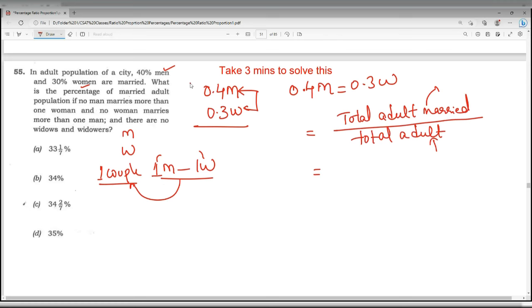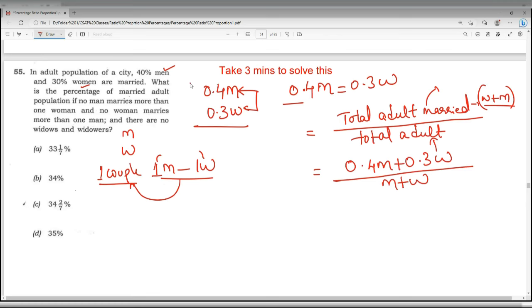They are asking for the total adult married, so this includes women and men also. This is the total number of men who are married, and this is the total number of women who are married. So this is 0.4 m plus 0.3 w, the married number of people, divided by the total adult population, m plus w.